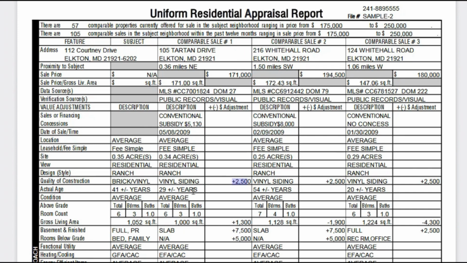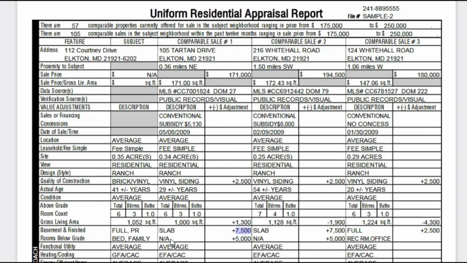Here the actual age is 29. In this case, they didn't make an adjustment. Maybe they should have, but they didn't. And this is at the discretion of the appraiser. It's their decision. Gross living area, this one is a little bit smaller, so they decided to make an upward adjustment. This one has a full basement. The comparable has a slab, so they made a much bigger adjustment, $7,500.